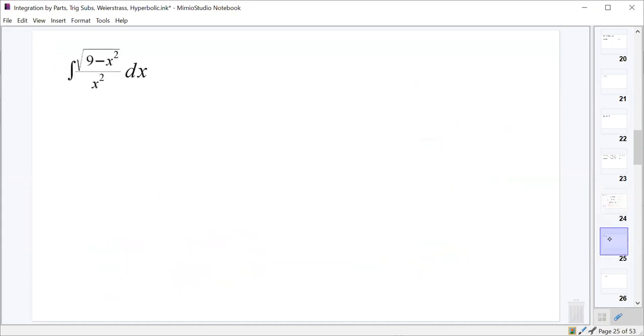So let's take a look at this. The integral of root 9 minus x squared over x squared. So based on what we just looked at, what substitution do you think we should use for x here?